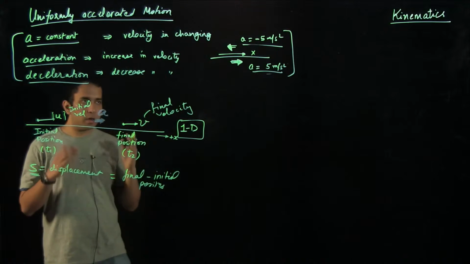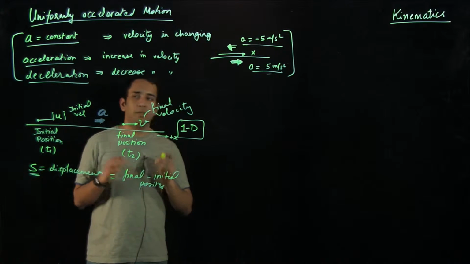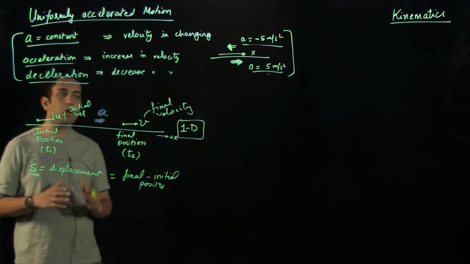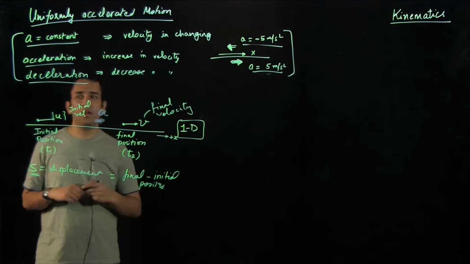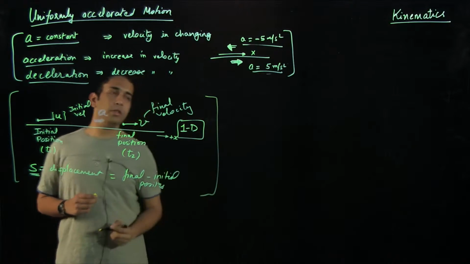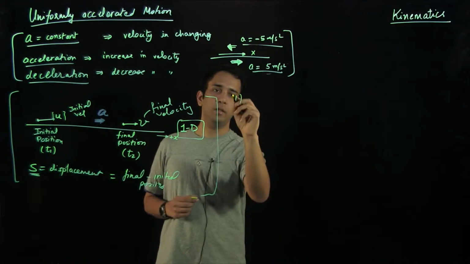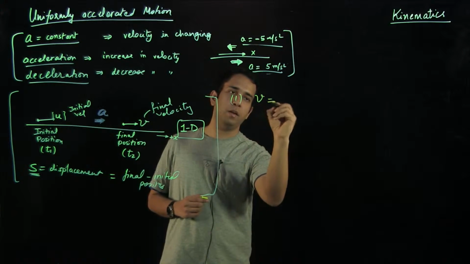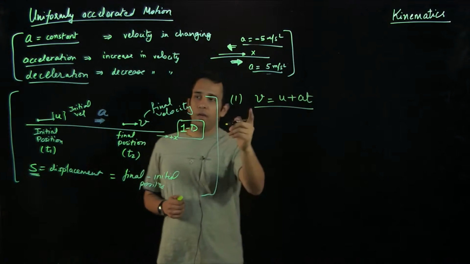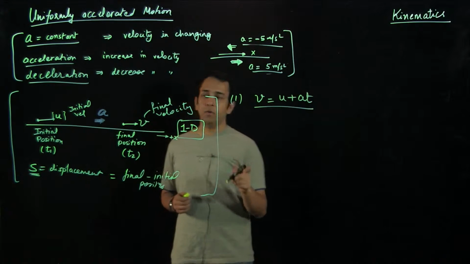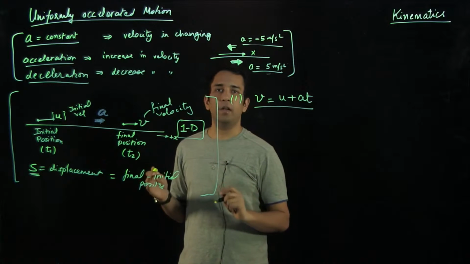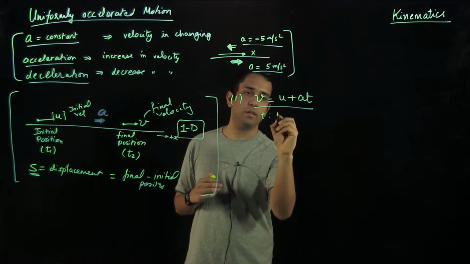So there is a set of 3 equations which are used again and again, and all the questions in this chapter will be using those 3 equations, which are specifically used in a case like this, a uniformly accelerated motion. So the first equation is v equal to u plus at. So v is my final velocity, u is my initial velocity, a is the constant acceleration acting on the particle, and t is the time interval.